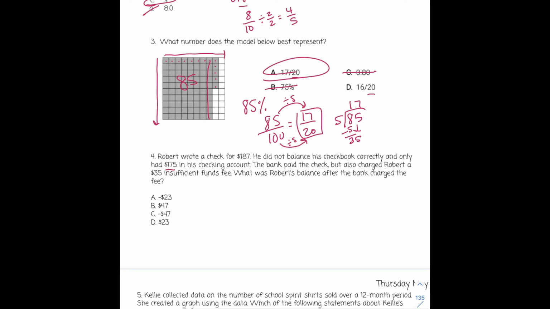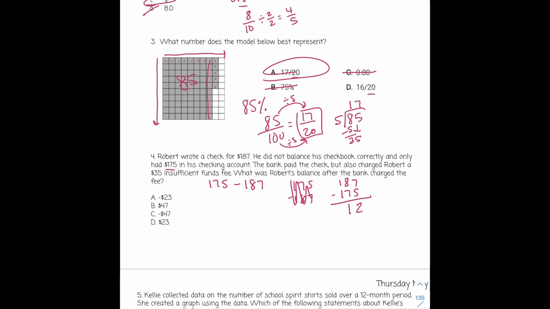Okay, so what are we starting out with? We start with $175. And then we need to subtract $187 from that. But if I just set it up and subtract, it's hard to explain, because if I set it up like that, we can't subtract that way. I know I'm going to get a negative number, so I'm going to put my 187 on top, and my answer is going to be negative. Okay, 7 minus 5 is 2.